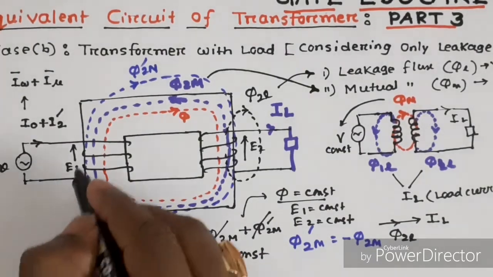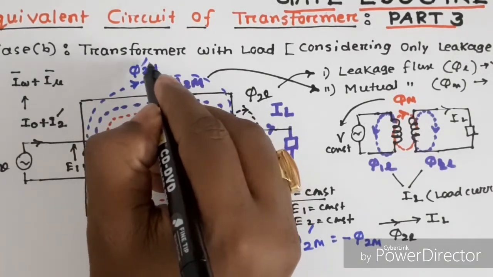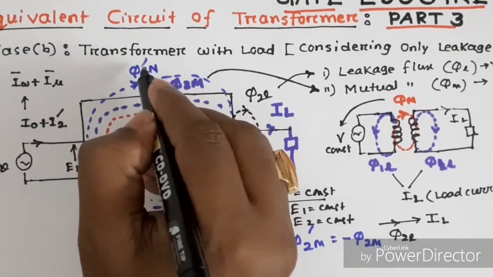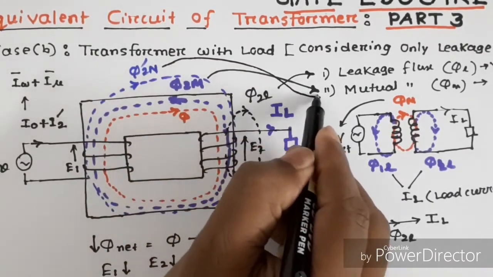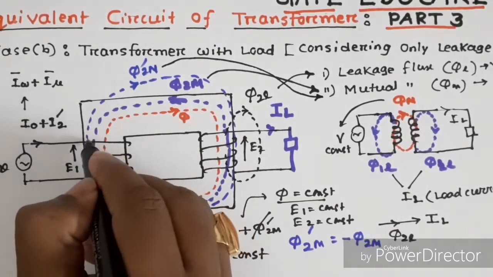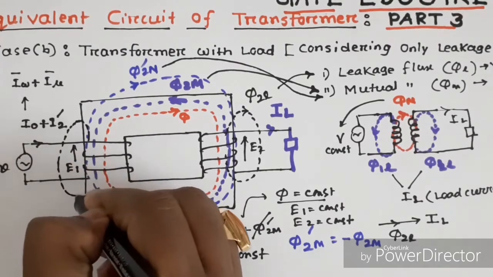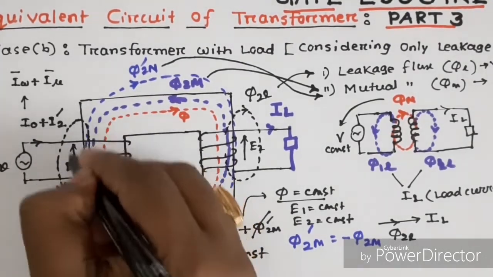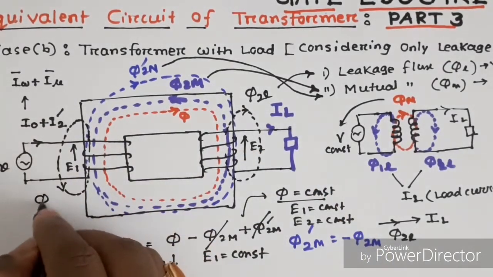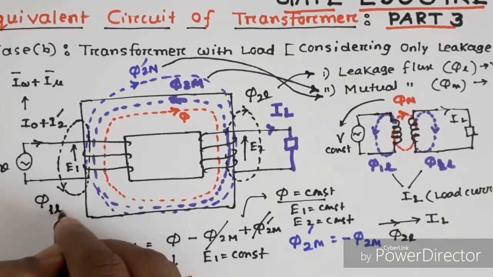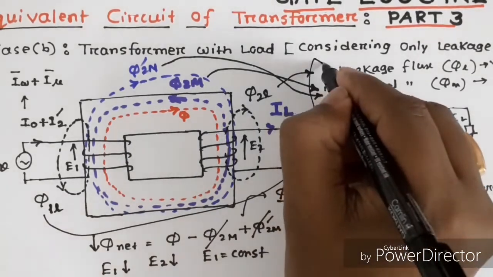Similarly, due to the current I2 dash, besides the flux phi 2m dash, which is also mutual flux and links both primary and secondary, a flux will be produced which comes outside in the air gap and again returns back. This flux, which links only the primary but not the secondary, is again called leakage flux phi 1L. This is also leakage flux.